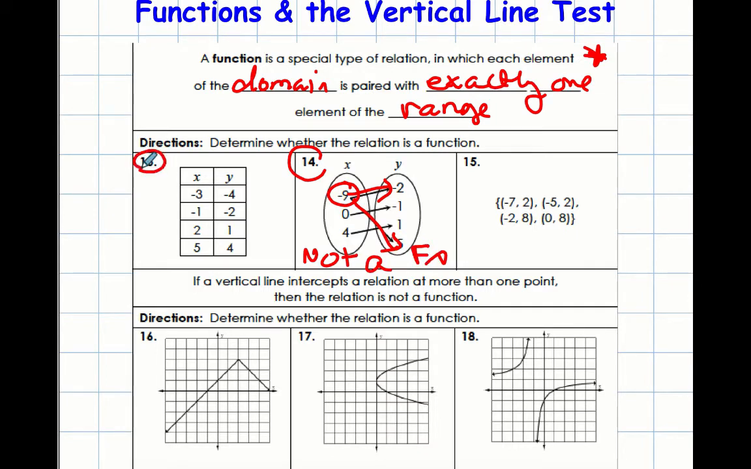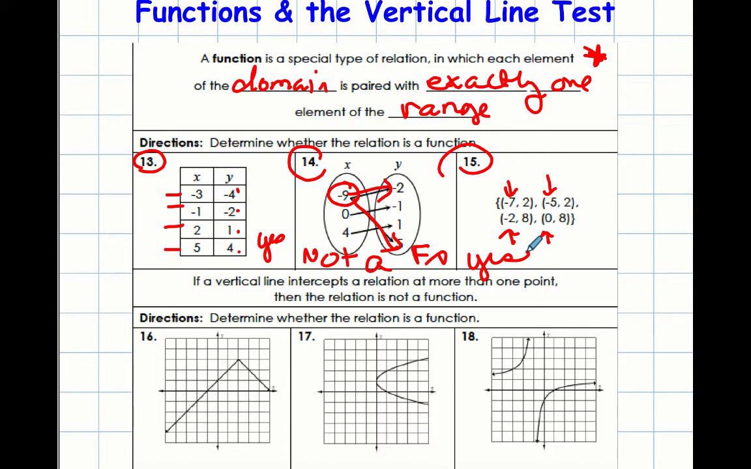So on number 13, each element of the domain, I don't see any repeats in it, has exactly one number that it's outputting to. So this one's a yes. And then over here at number 15, -7 goes to 2, -5 goes to 2, -2 goes to 8, and 0 goes to 8. It's okay if the range repeats, but if your domain repeats, you've got to get the same output the second time as well. So this one is a yes.